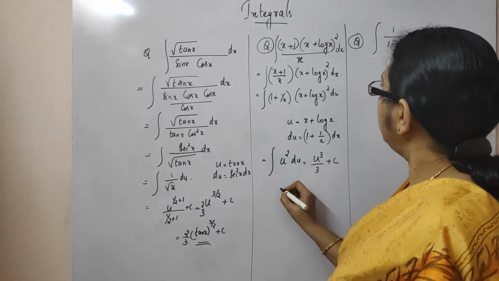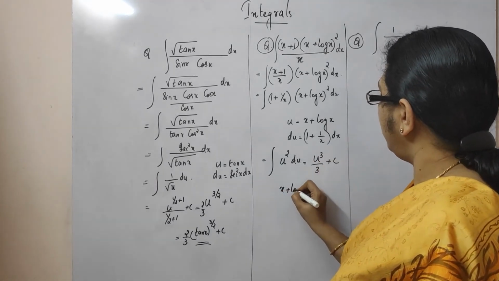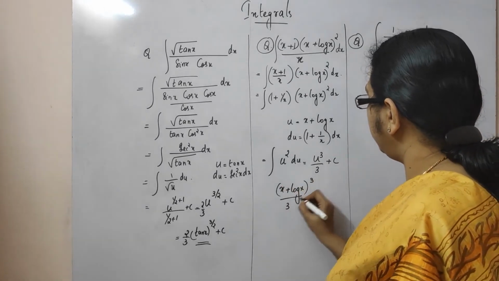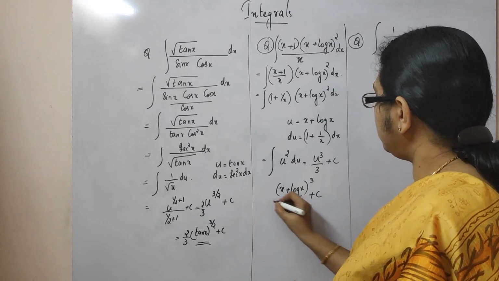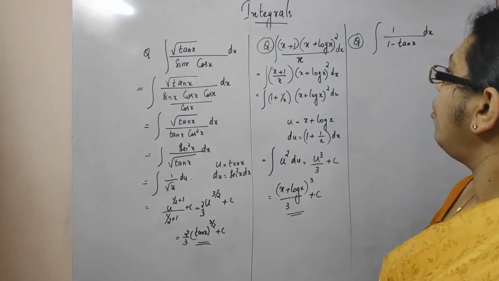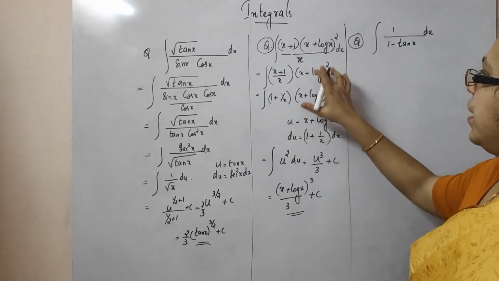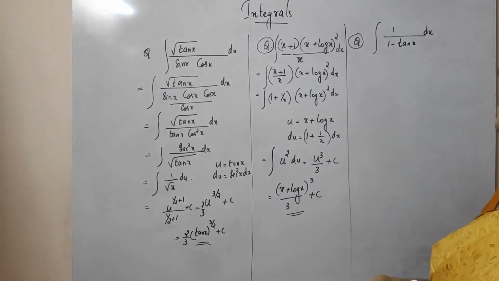What is u now? That is x plus log x the whole cube by 3 plus c. So this is the integral of this function. Now if you look at this, it is again a board question.